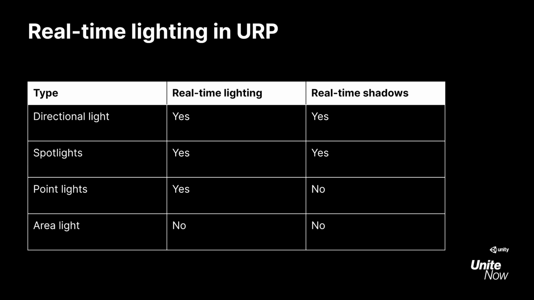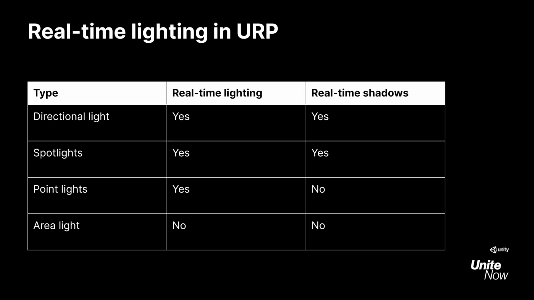The point lights don't have real-time shadows right now, because URP only features a forward renderer. With the arrival of a deferred renderer in the future, they will gain the ability to cast real-time shadows. But for now, that's not a possibility as I'm doing this presentation. So I decided to leave point lights out for my demo.